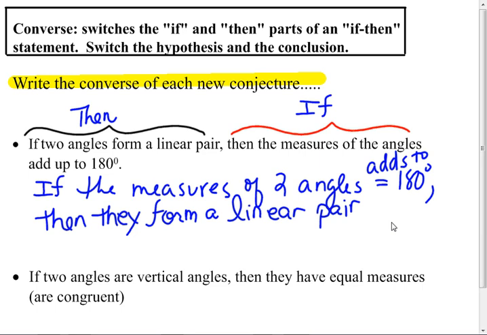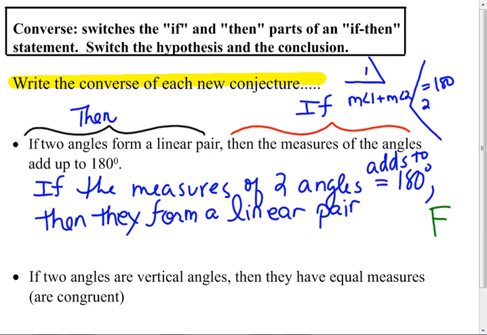But what if I have two angles that add to 180? What if I have this? Here's angle 1, and here's angle 2. And I'm going to tell you that the measure of angle 1 plus the measure of angle 2 equals 180. Do they form a linear pair? No. They don't form a straight line, not unless I move them. When you say they form a straight line, it means they're already there. They're not already there. So guess what? This is not a true statement.